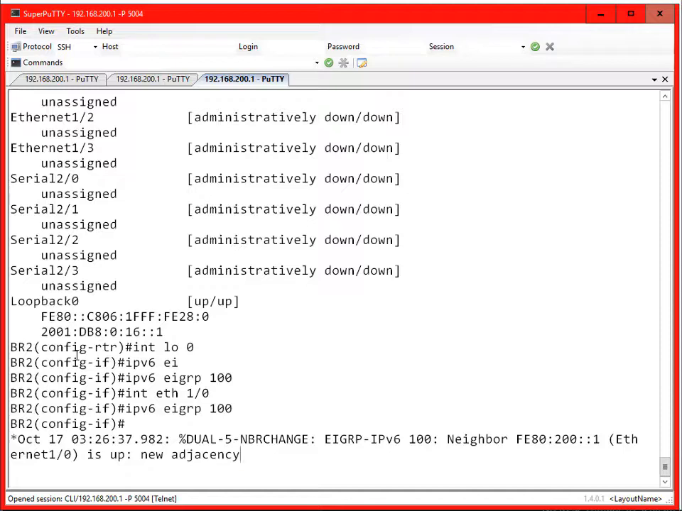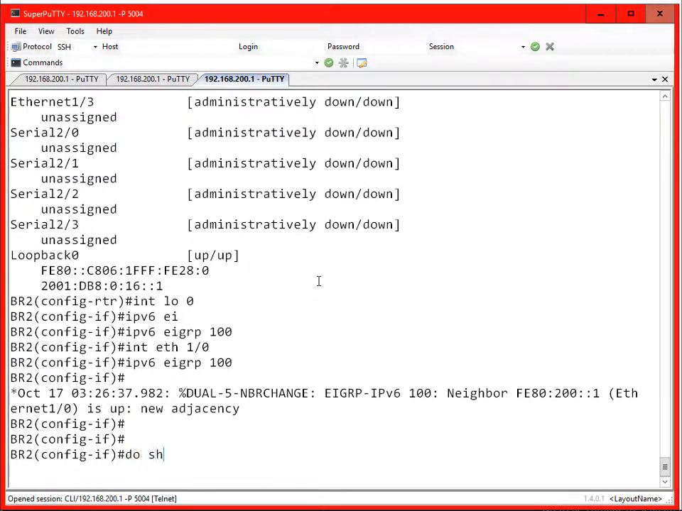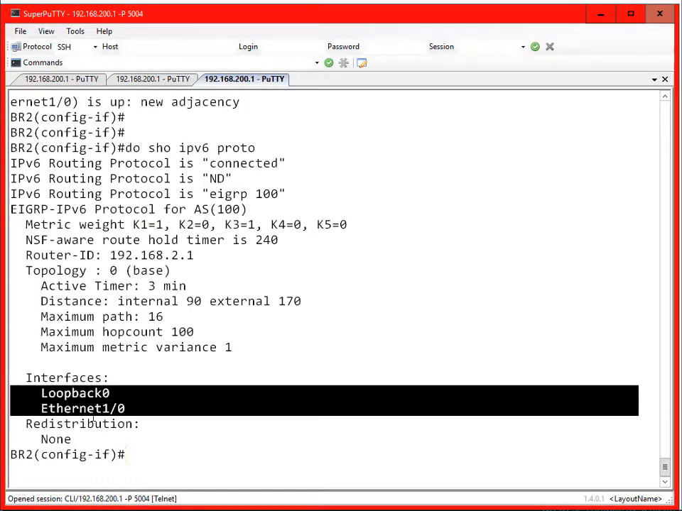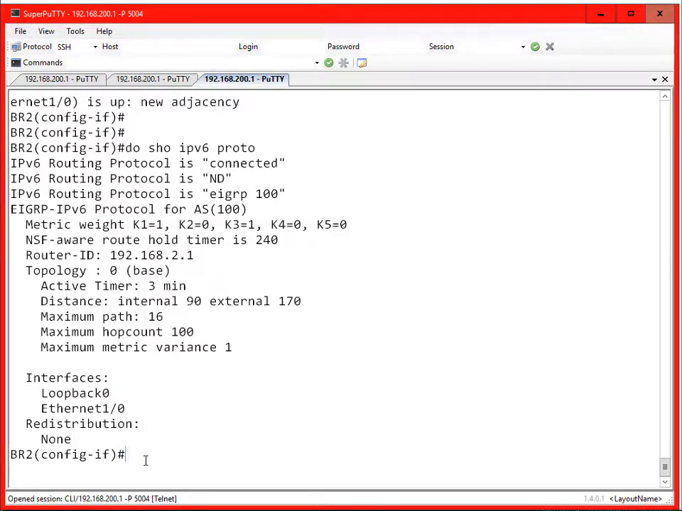We see that we get an adjacency formed, and that makes our life maybe a little bit simpler. Although some would argue that it actually makes it more complicated, because rather than having a generic network statement that includes a whole bunch of interfaces, I actually have to physically touch every interface and configure EIGRP on each of the interfaces. Now if I do a show IPv6 protocols, I can see that we've now enabled EIGRP on our loopback interface and our Ethernet interface.